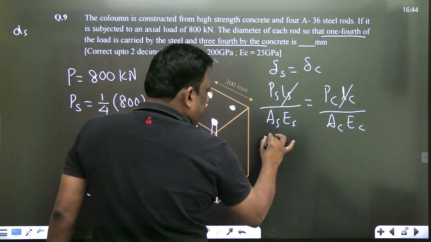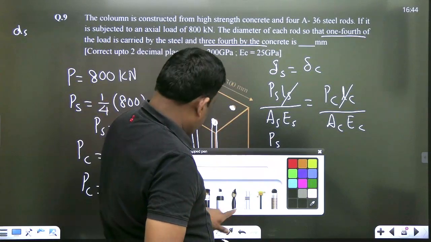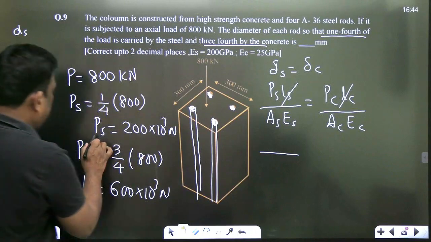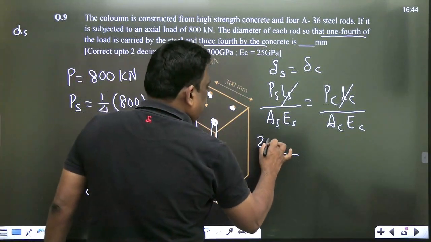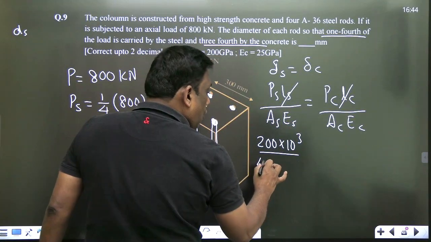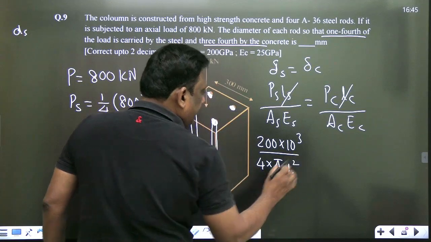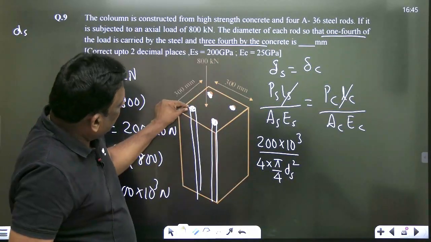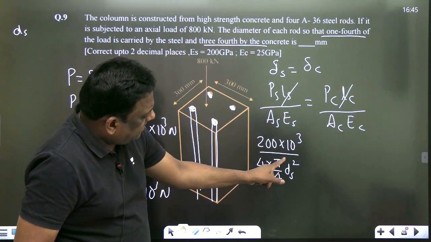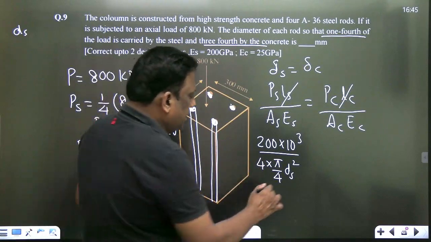So PS by AS, we will write it here itself. What is the load in steel? It is 200 into 10 power 3. Excellent. And what is the area of steel? Four rods are taking 4 into pi by 4 ds square. Let the diameter of each steel rod be ds, so each rod has an area of pi by 4 ds square. But there are 4, therefore 4 into pi by 4 ds square into ES.